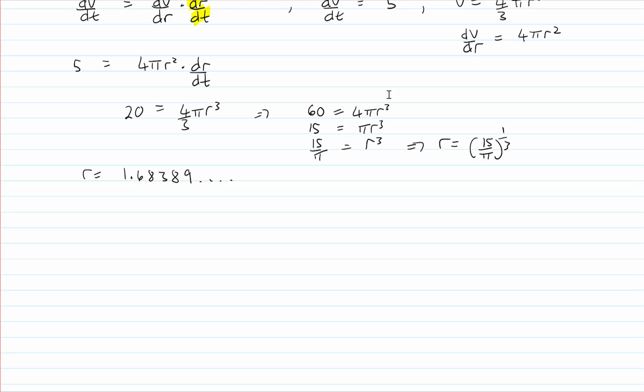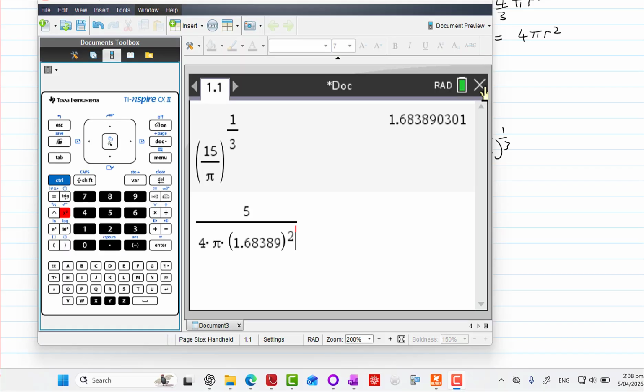So we'll write down what we've got then. We know that 5 over 4 pi r squared, I'll just leave it with the r squared like that for now, is equal to dr by dt. And that is going to be 5 over 4 times pi times 1.68389 and so on squared, and that will equal dr by dt. And we'll just go about putting that into the calculator.